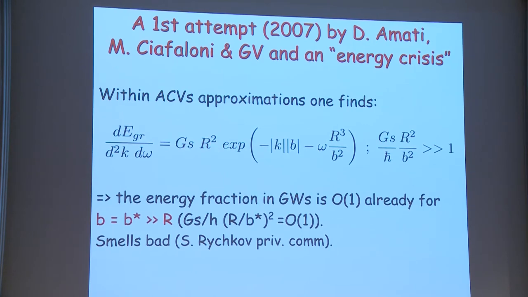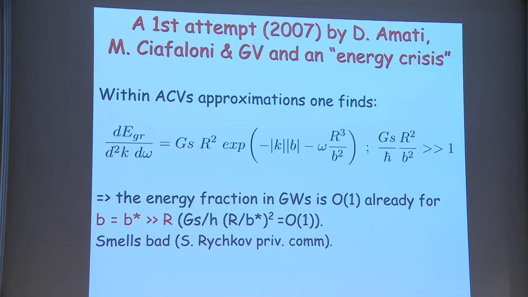you get a very strange result. You find that the energy fraction emitted in gravitational waves is already order 1 for impact parameters still much larger than the Schwarzschild radius, namely at small deflection angle. And that, in particular Slava Rychkov was making this remark to us, smelled very bad. Something looked wrong. On the other hand, it came out of our calculation.